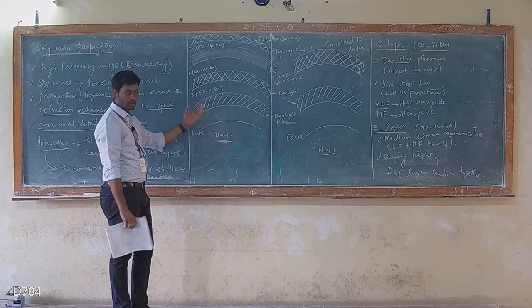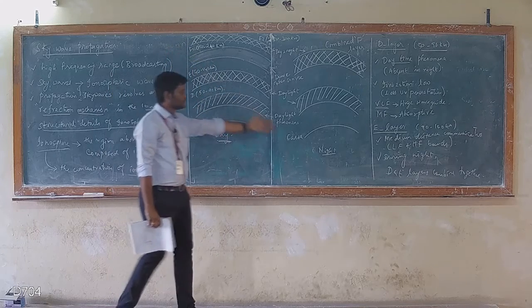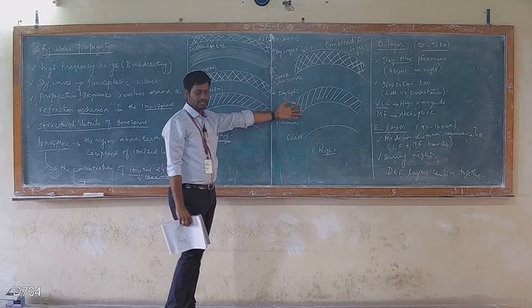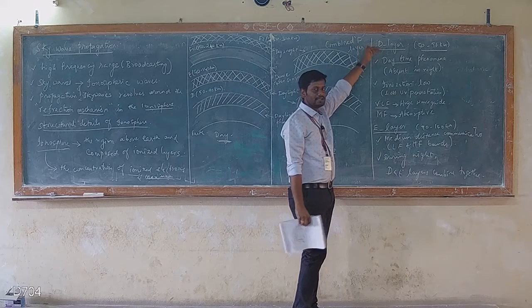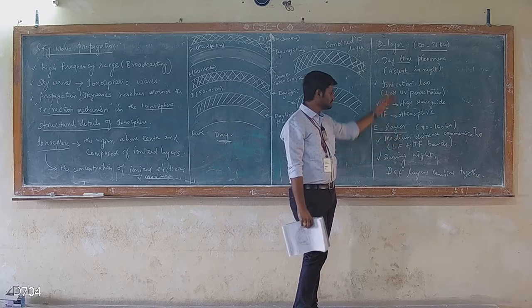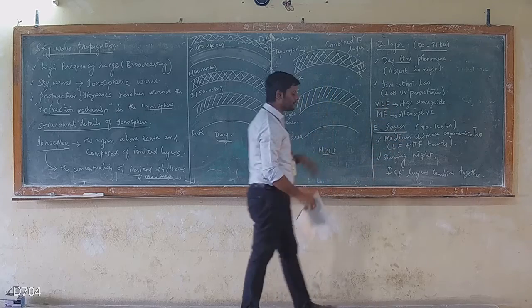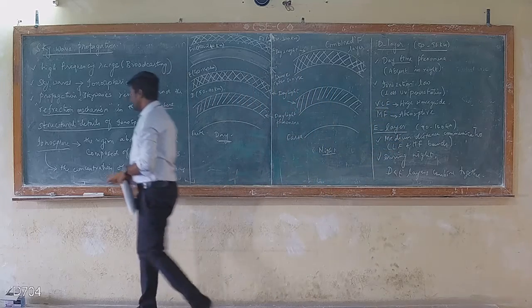During day session, what about the layers? Similarly, during night session, what happens to the ionospheric layers? And then we have seen the functionality and the usage of D layer and E layer. In continuation with that, we are going to see F1 layer functionality and F2 layer.